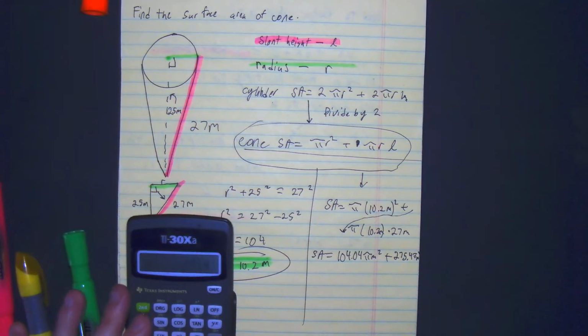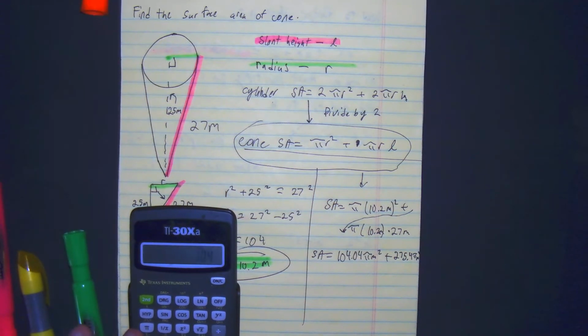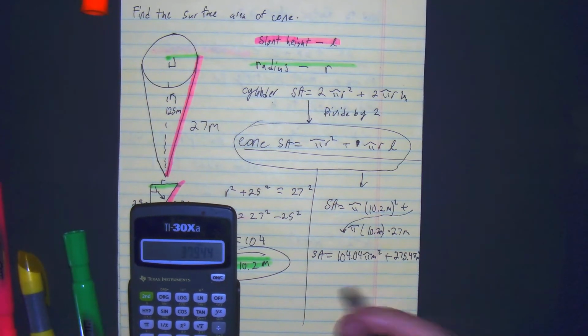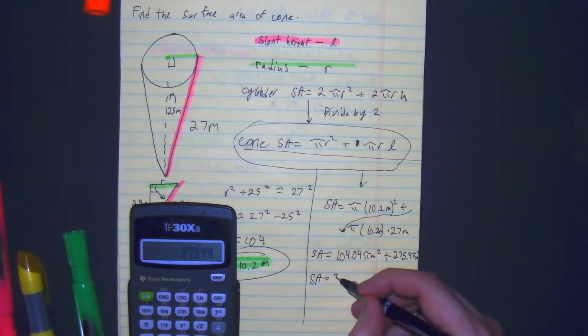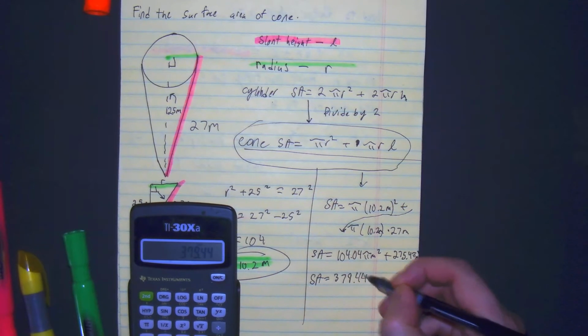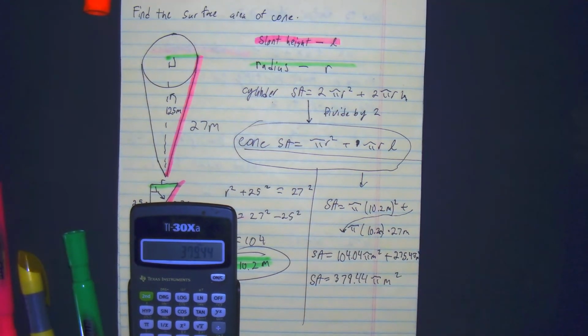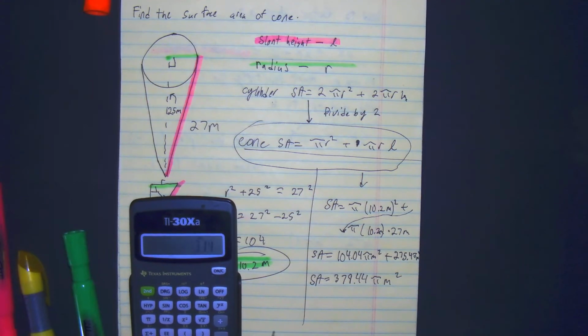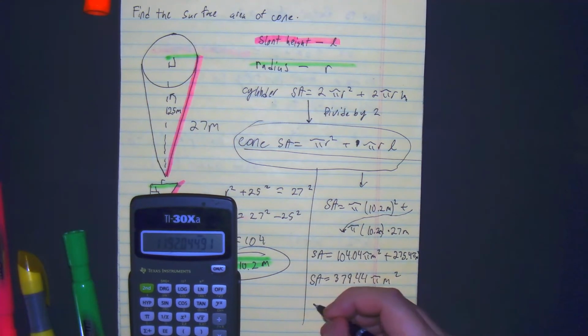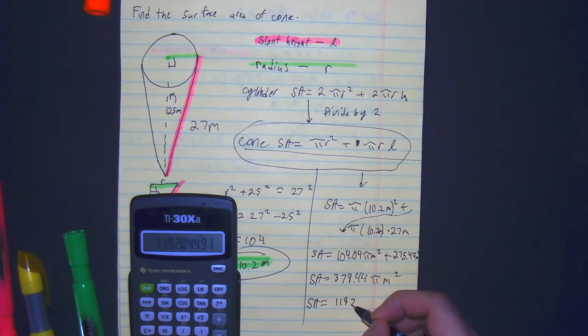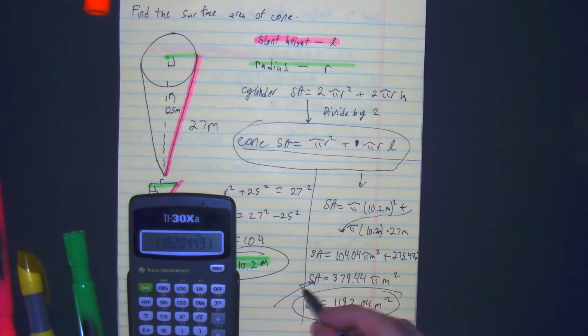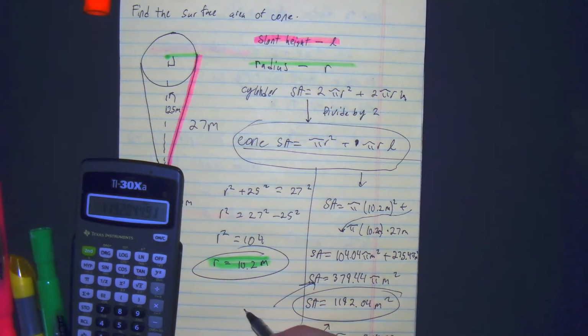Then from here, I'm going to do 275.4 plus 104.04 equals, and we get the surface area is equal to 379.44 pi meters squared. In other words, you can multiply this by 3.14159. That's our exact answer. And this is without, that would be equal to approximately 1192.04 meters squared. Pi is equal to 3.14159. And this right here is exact.